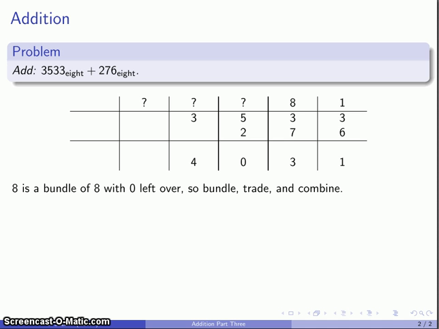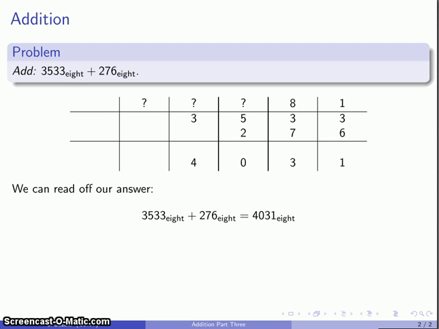And if I look at my number, I no longer have any 8s that I can bundle and trade, so I'm done as far as I can be, and I can now write down the answer to my original sum. That's 4, 0, 3, 1, and again, always indicate that we're working in our base.